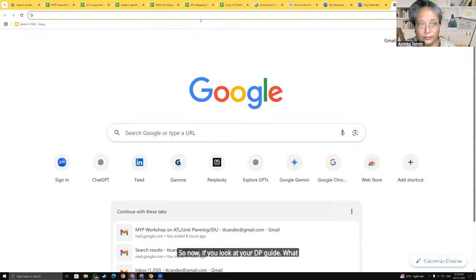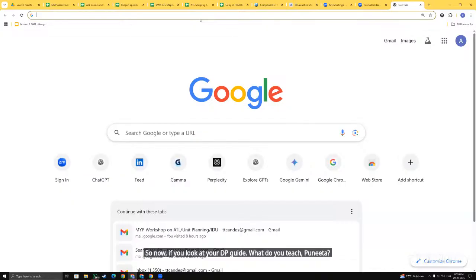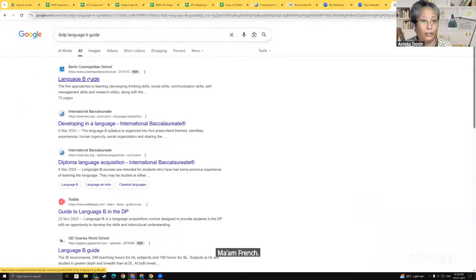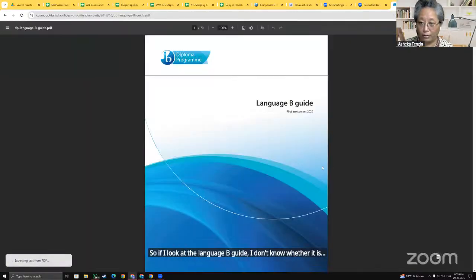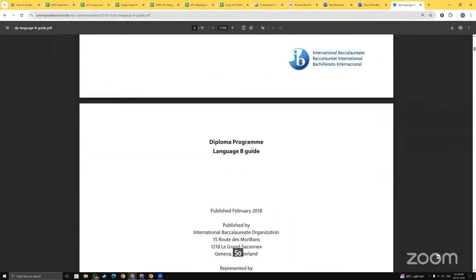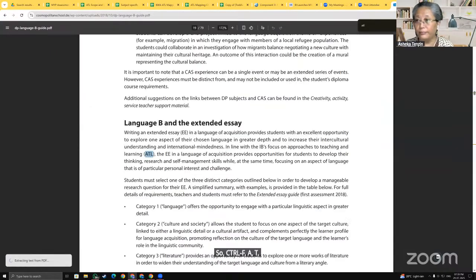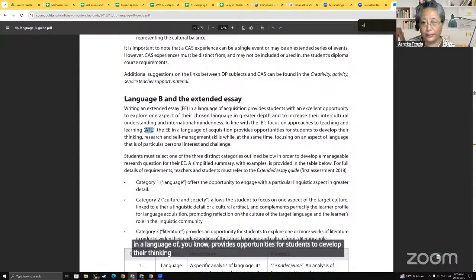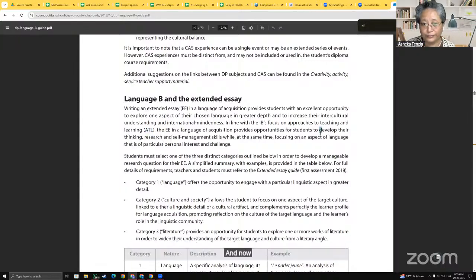What do you teach, Punita? Ma'am, French. So if I look at the language B guide, I don't know whether this is the new guide, right? Yes, ma'am. So control F, ATL. In line with the IB's focus on approaches to teaching and learning, ATL, the EE in a language of English provides opportunities for students to develop their thinking, research, and self-management skills. You have to teach.